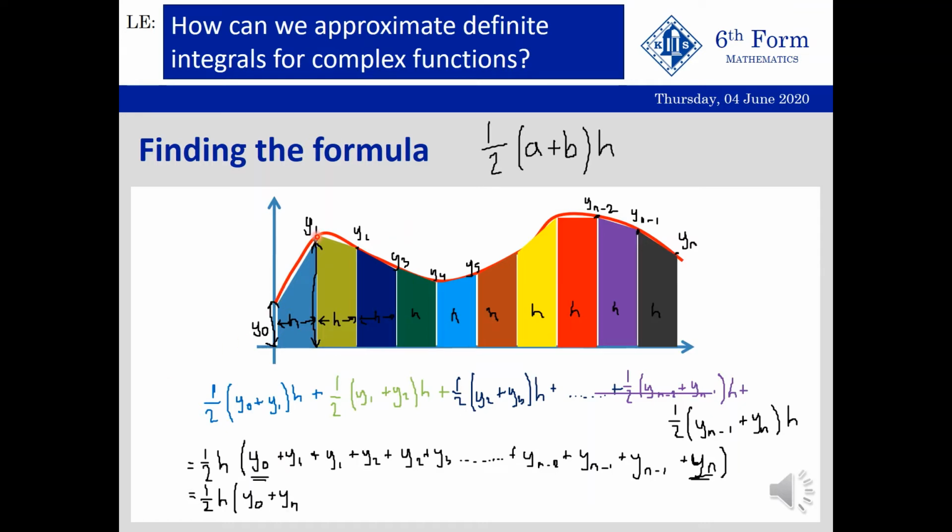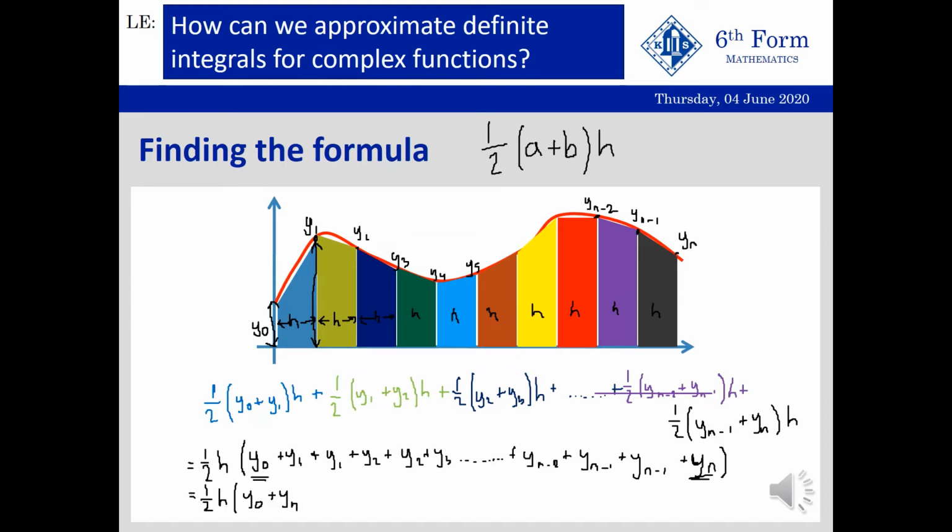So y1, which is the height up here, is used in the blue one and the green one. y2 is using the green and the dark blue. y3 is using the dark blue and the dark green. y4 is using the dark green and the light blue. All of these other values get used in two trapeziums, the one to the left of the value and the one to the right, all the way up to yn minus 1, which is using the purple and the black. So all of those values get used twice, so we can put that in as a factor in our formula.